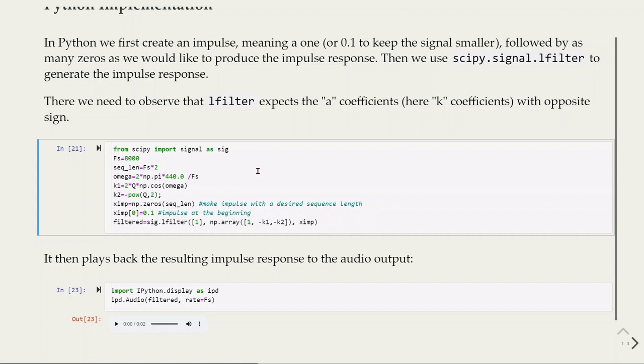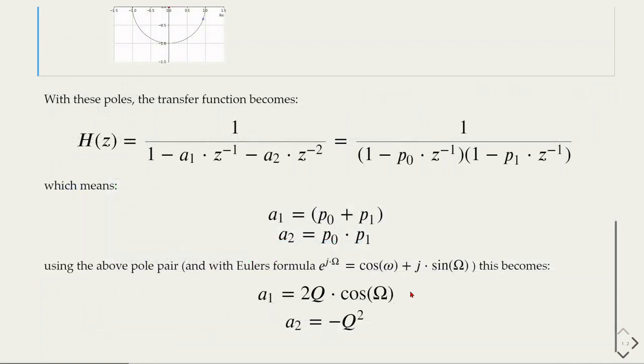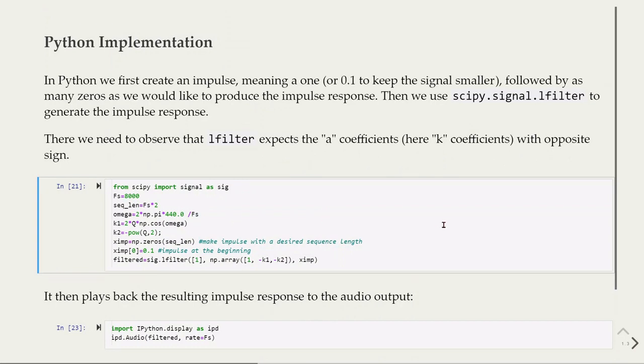Then we are calculating again our omega, and then we're having K1 and K2, because now it's given by these, what we previously called A1 and A2 from this transfer function here. Just calling K1 and K2. Then we're building our impulse. So we start with zeros with the length of the sequence length, and we add a value at position 0 here. It's 0.1. As mentioned before, we want to keep the signal smaller.